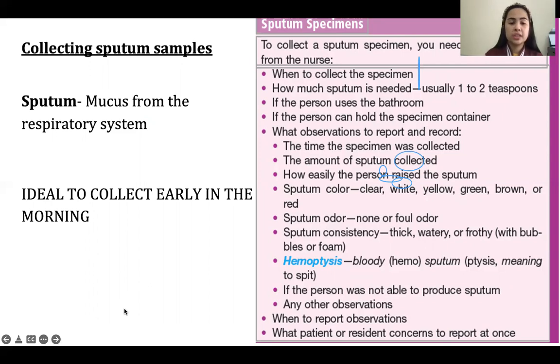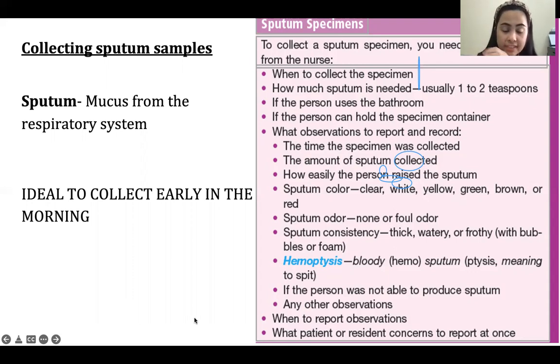Tell the patient to just take a deep breath, 1, 2, and then cough. Don't put in saliva, because saliva is different from sputum. The sputum comes from the deeper part. Don't put saliva because they will disregard that. Put the sputum, and then they will check it in the laboratory. Put it in the sputum specimen bottle and then in a biohazard bag, put the patient's label, and send it to the laboratory.